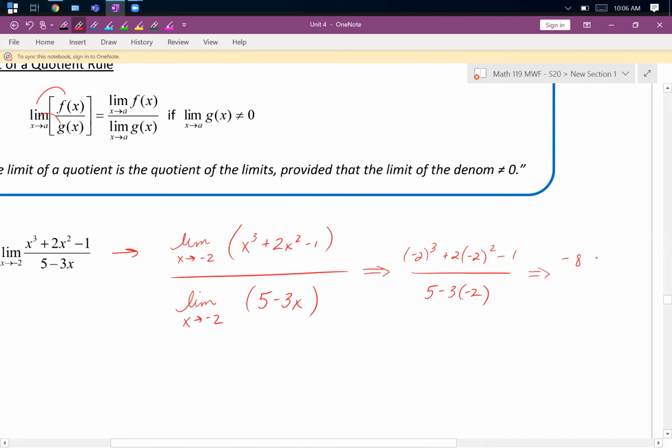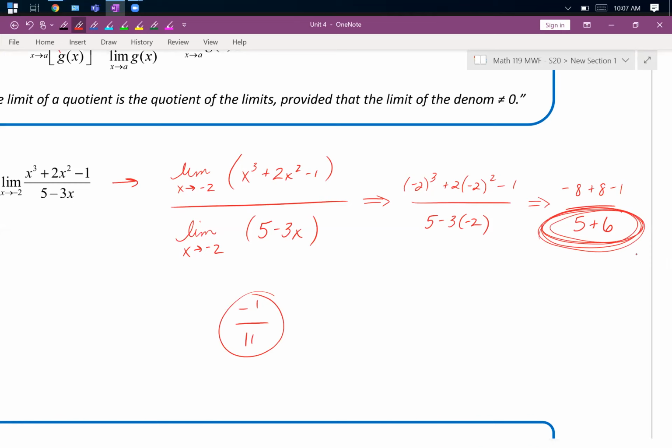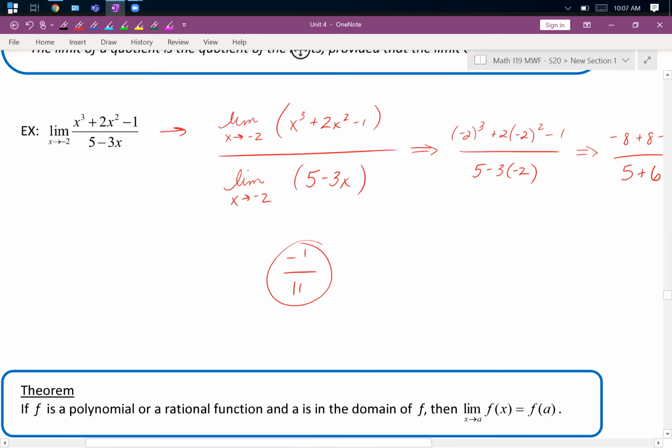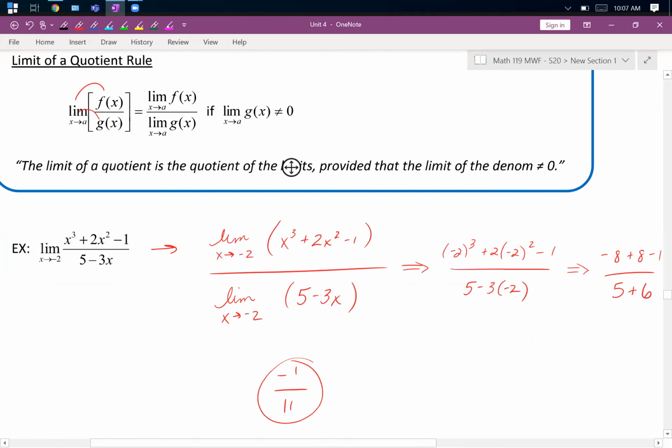What's this? -8 plus 8 minus 1 over 5 plus 6 cleans up to be -1 over 11. If we would have gotten a 0 in the denominator, we would have had to do something else. And I'll teach you what to do about those things. Sometimes the limit doesn't exist. Sometimes we can't rectify the 0 in the denominator. Questions on these last couple examples?